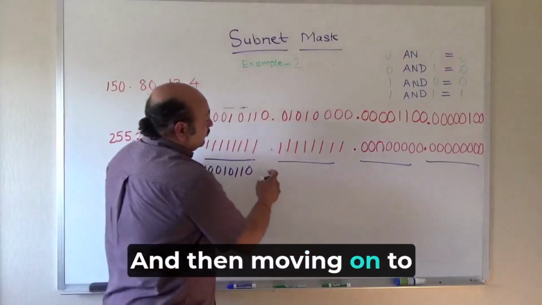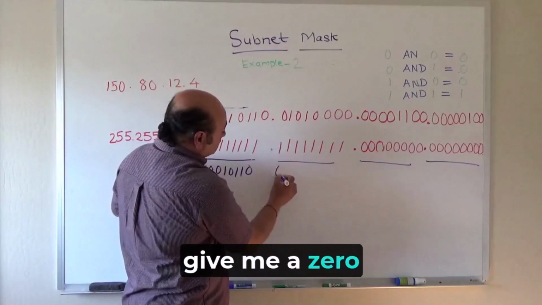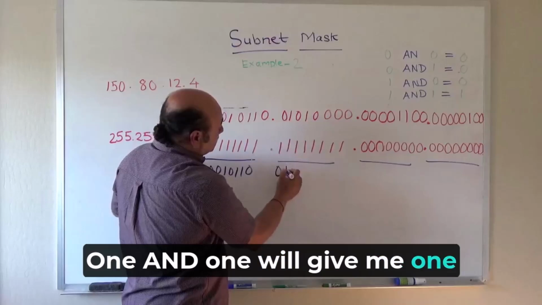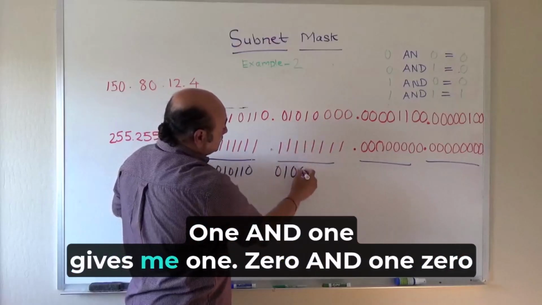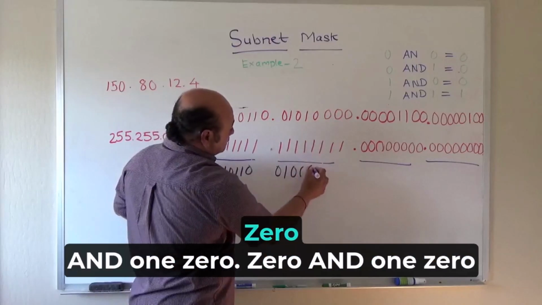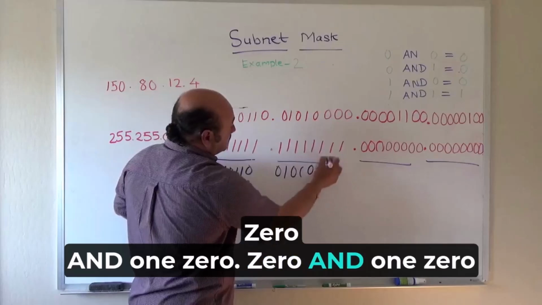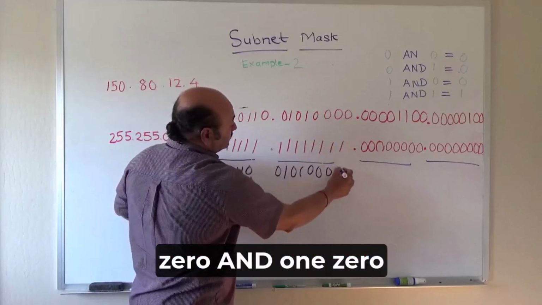And then moving on to the second byte, 0 and 1 will give me 0, 1 and 1 will give me 1, 0 and 1 gives me 0, 1 and 1 gives me 1, 0 and 1 gives 0, 0 and 1, 0, 0 and 1, 0, 0 and 1, 0.